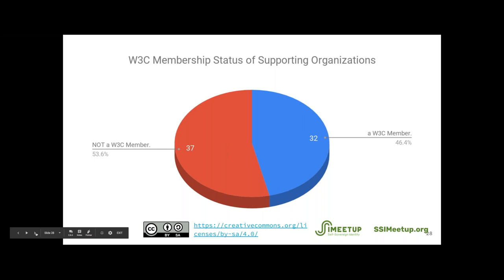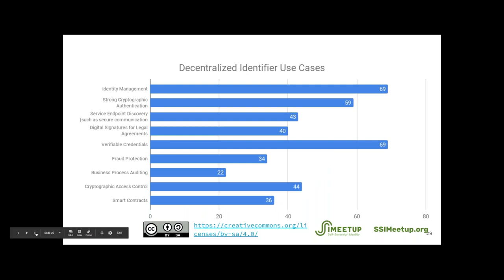The next question that you usually ask is, you know, what are you interested in doing with decentralized identifiers? You said you're interested in it, but what do you want to do with it? So this, you know, kind of bar chart shows you what people are most interested in. And at the top of the list is identity management and verifiable credentials. So 69 of these organizations said that those are the top two things that they want to do with decentralized identifiers. In number three is strong cryptographic authentication, along with cryptographic access control, and then service endpoint discovery.